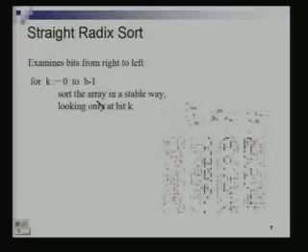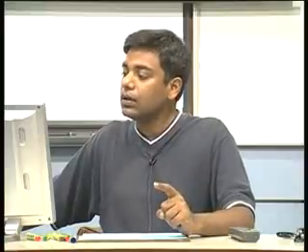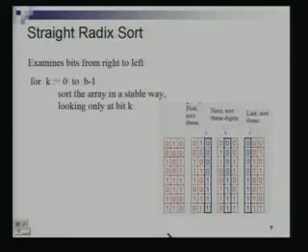Okay. Let us see what this means. Do you understand what stable way means? No, great. We will come to that on the next slide. But let me show you what this is. This is the collection of numbers you have. You are first going to look at the rightmost bit, and you are going to sort these numbers based on the rightmost bit. So, as you can see, after you sorted them, you first have the numbers which have the rightmost bit as 0, and then you have the numbers which have the rightmost bit as a 1.